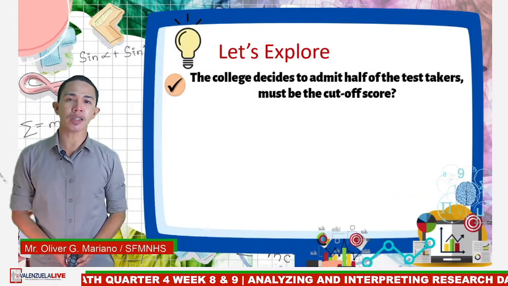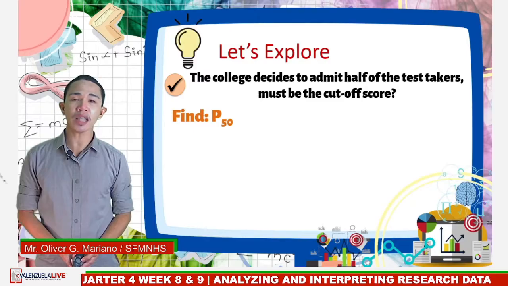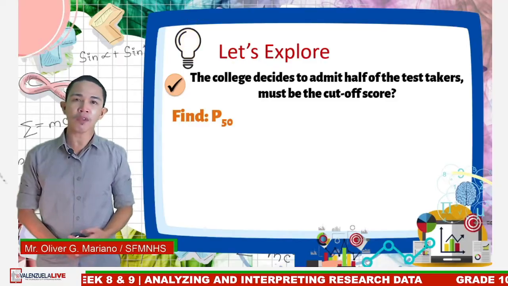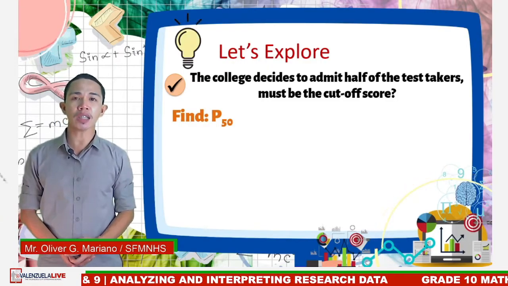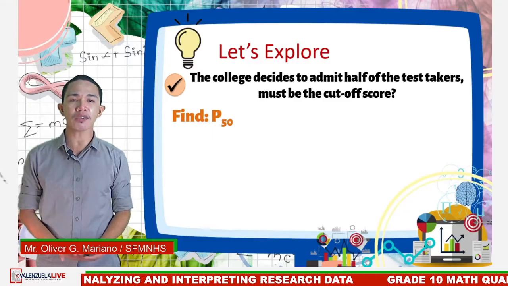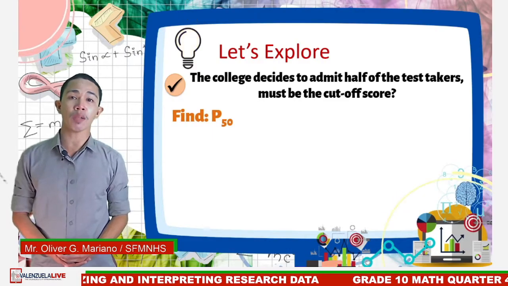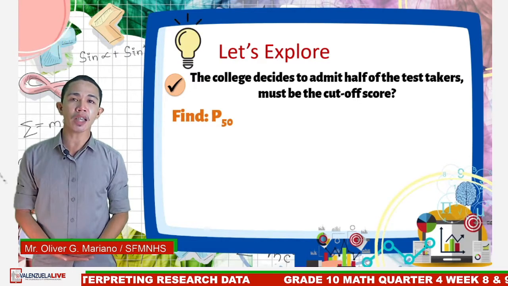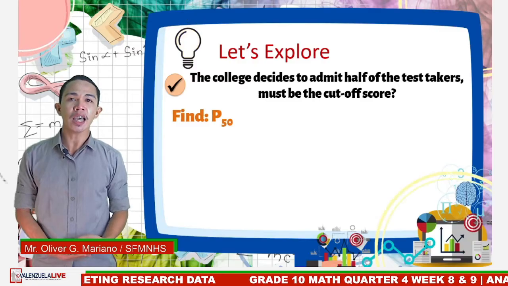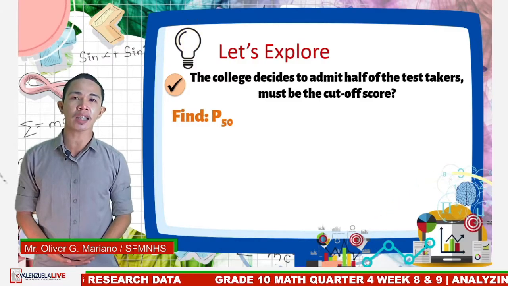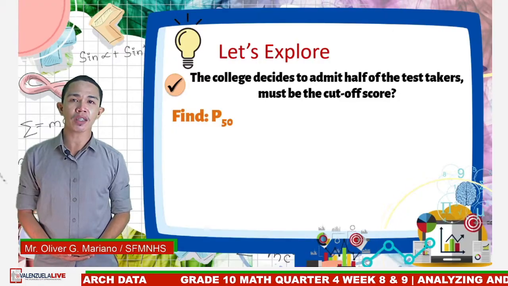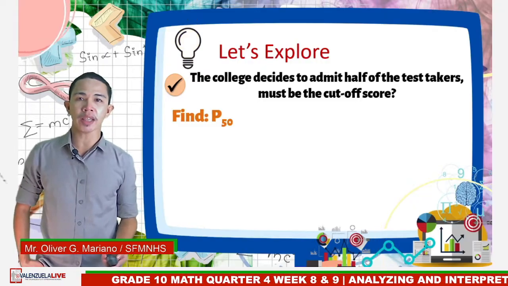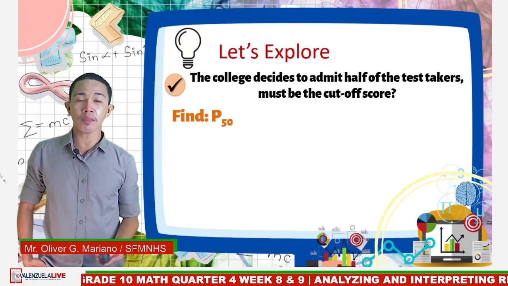For the first question, we need to find P50 or the 50th percentile. Why P50? It's because since we are taking the half, it means that the entire distribution is divided into two equal parts, which clearly represents the median. And we know for a fact that the median is the same as the 50th percentile and is actually the same as the second quartile and the fifth decile. But for this illustration, instead of Q sub 2 and D sub 5, we will be using P sub 50.